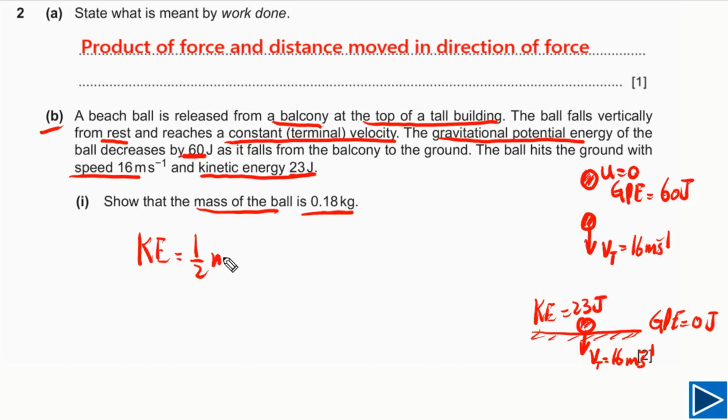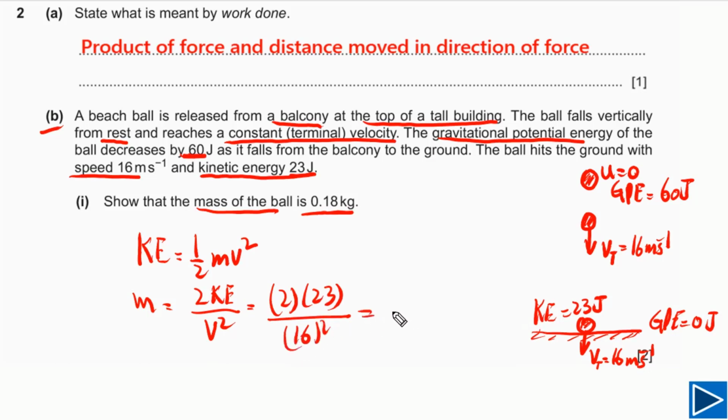Simply we need to use the concept of kinetic energy and we can find the value of mass, because kinetic energy is given and the speed is given. So in this case mass is simply equal to 2 times kinetic energy divided by v square, and we have all these values. We simply need to plug in to find the value of mass. So if we solve this one, our final answer will be 0.18 kg, and this is the mass of the ball. The question was asking us to show that, so this is our answer.